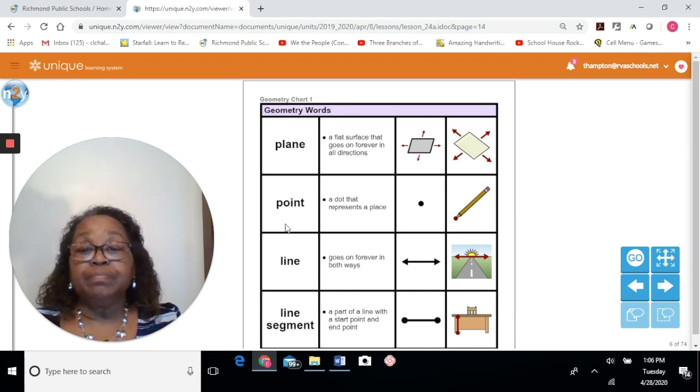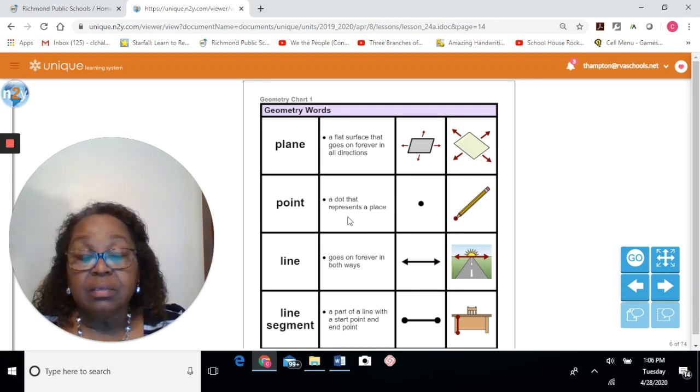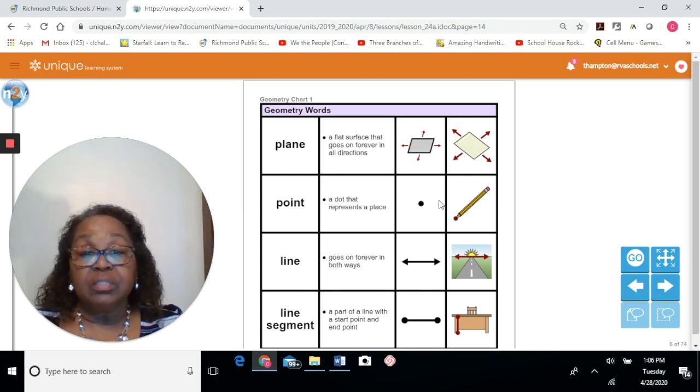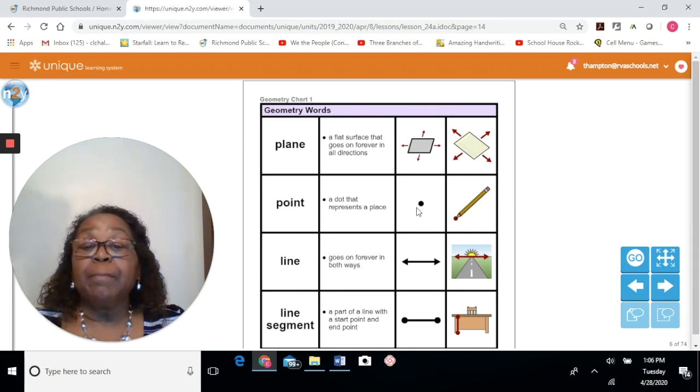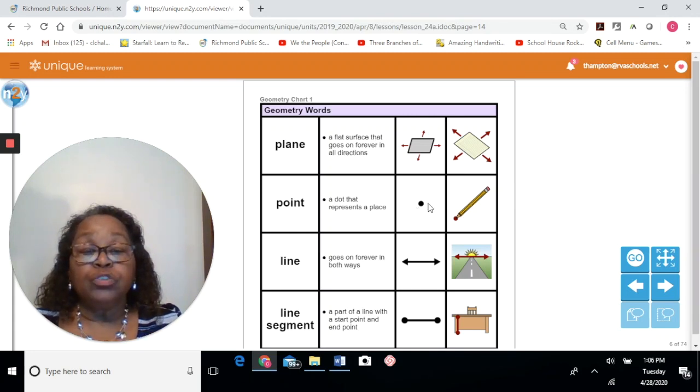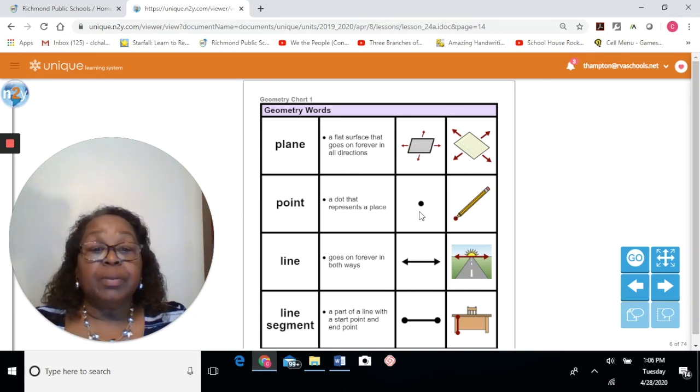Okay, now point. A point is a dot that represents a place. This looks like a decimal point, doesn't it? Well, in language arts, it looks like a period. When you're dealing with money, it looks like a decimal. And right now in geometry, it's a point. This point represents a place. If you're doing planes, then you will put a point on a plane, and that will be what it represents, a place.